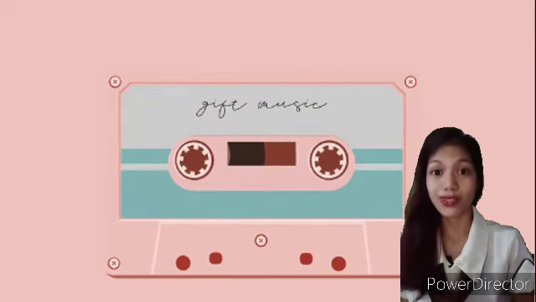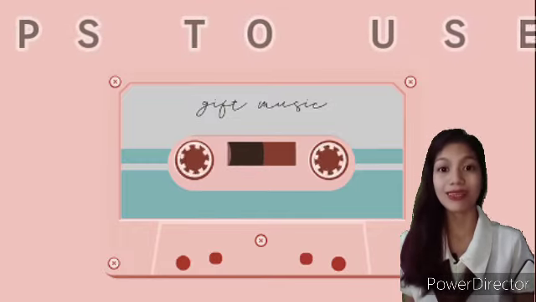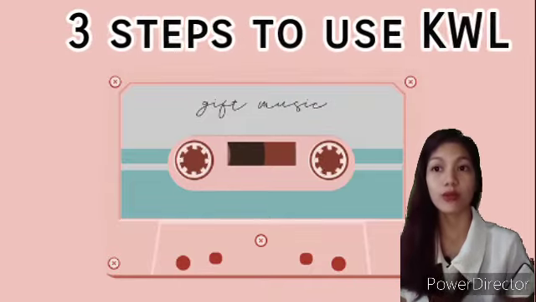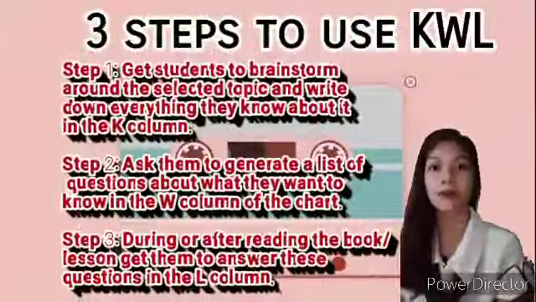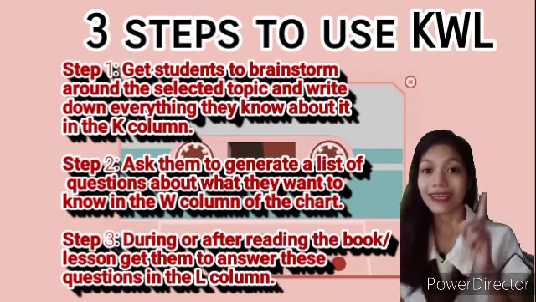How to use this activity? We have 3 steps to use this activity. Step 1 is to get the students to brainstorm around the selected topic and write down everything they know about it in the K column.